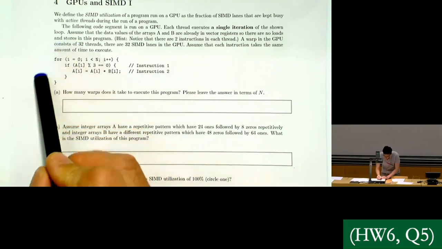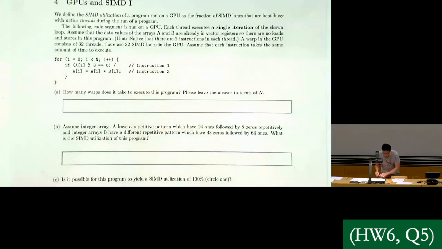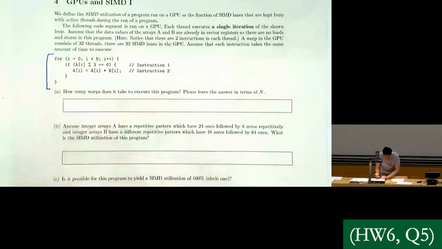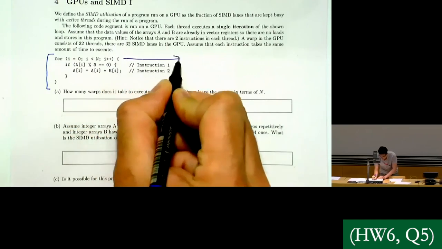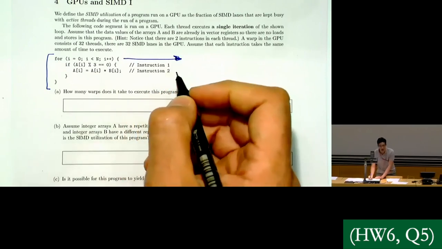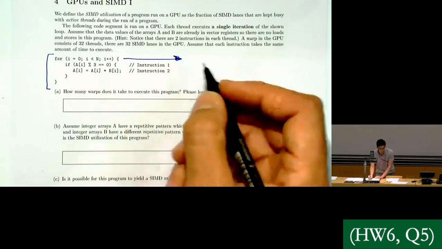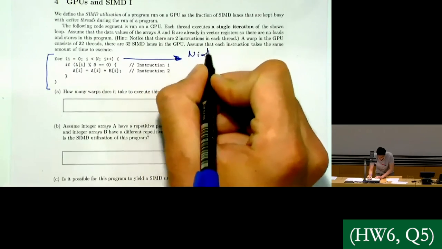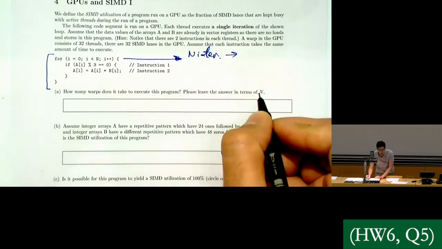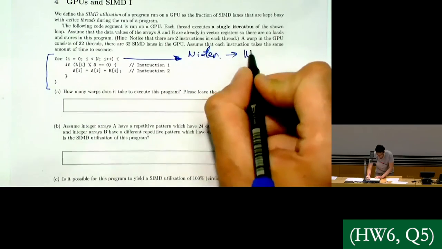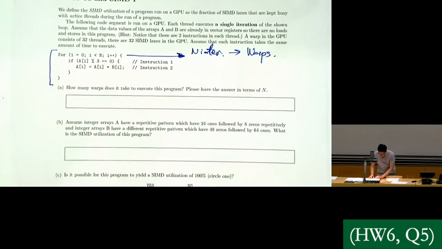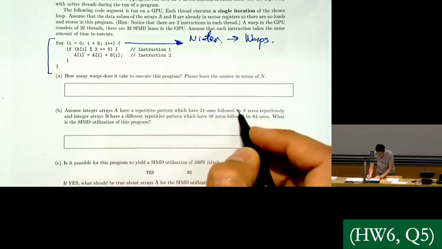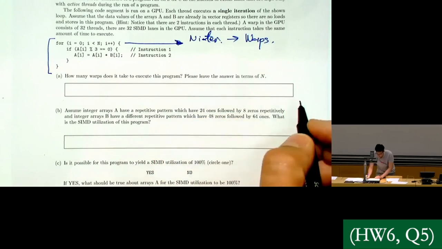The question gives us some piece of code, and this is essentially a for loop, as you can see. And it says that this is going to be executed on a GPU. So the way that this is going to be executed on the GPU is distributing the iterations of this loop across the threads that we have in warps. So here we have n iterations, and these n iterations are going to be executed by a certain number of warps. That's the first question, that's part A. How many warps does it take to execute this program? Please leave the answer in terms of n.